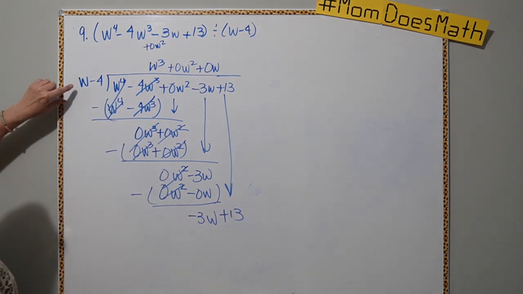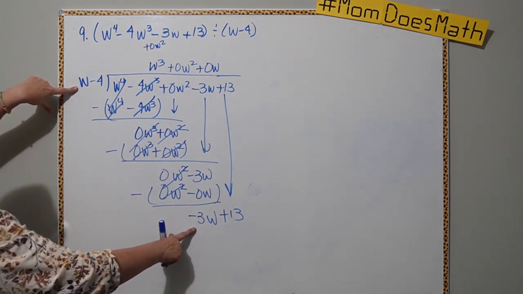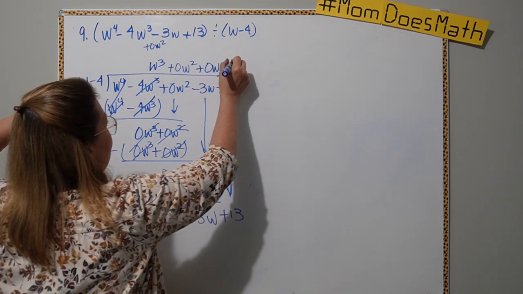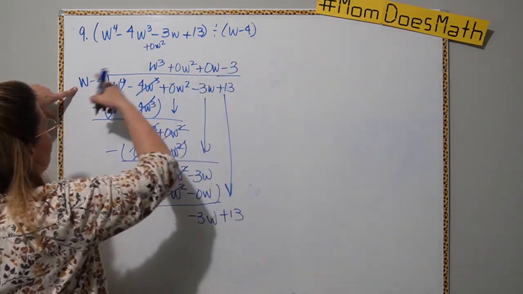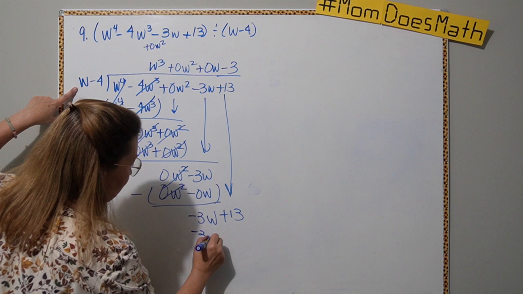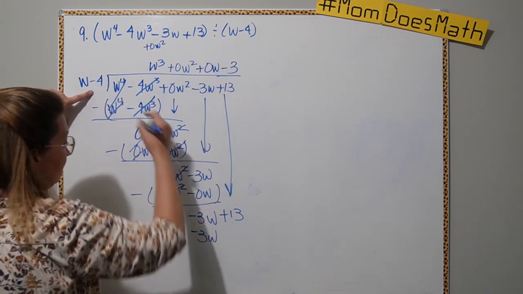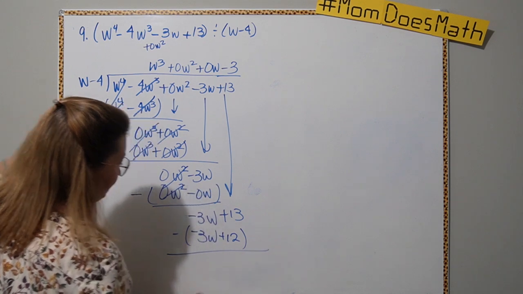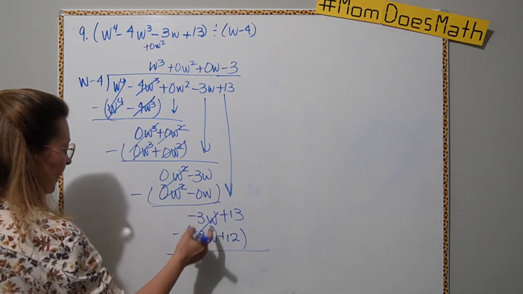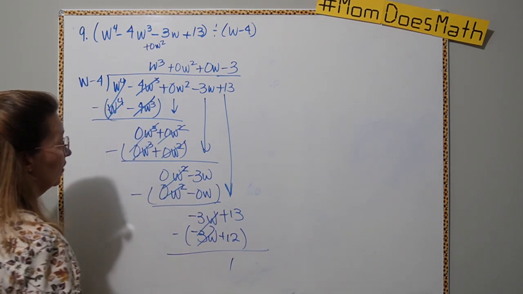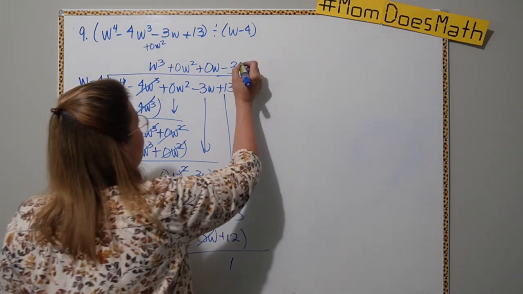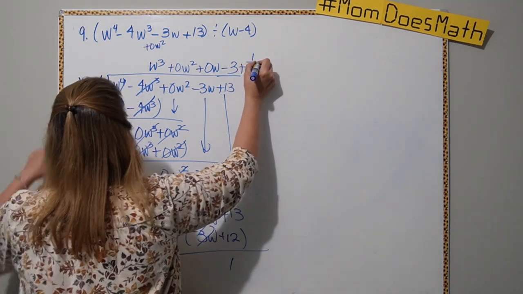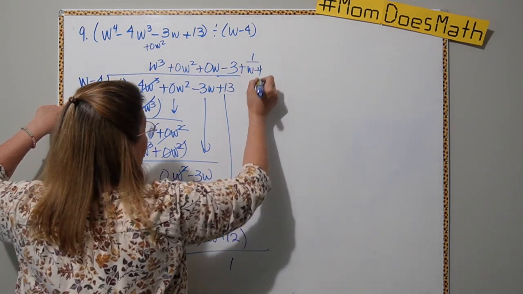Okay. So what would I multiply w by to get negative 3w? Well, that's going to be minus 3. Minus 3 times w is minus 3w. Minus 3 times minus 4 is 12. And we are subtracting. These two subtract out. 13 minus 12 is 1. So that's your remainder. So you're going to come up here and put plus 1 over w minus 4.